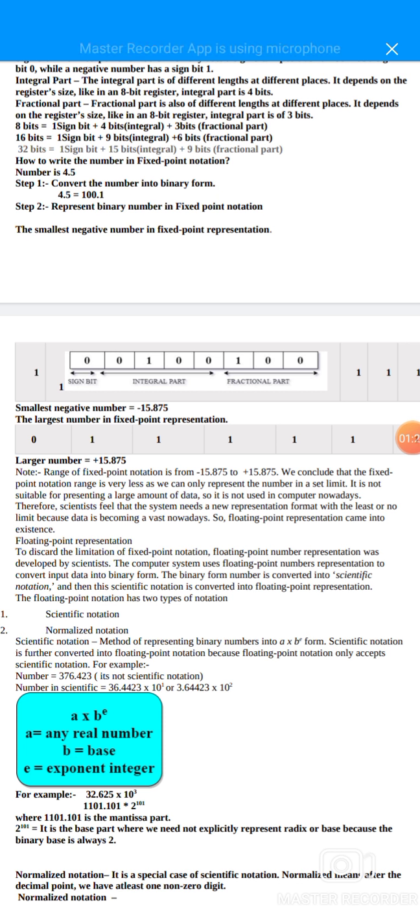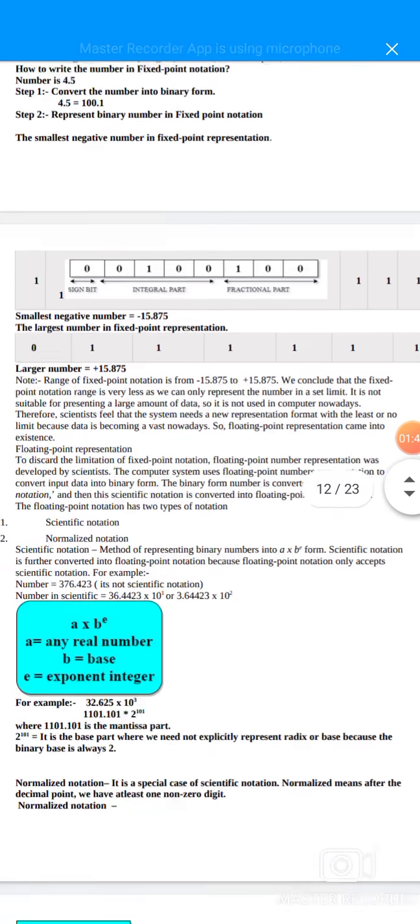And then floating point representation, which addresses the limitation of fixed point notation. Floating point representation was developed by scientists. The computer system uses floating point number representation: it converts input data into binary form, the binary number is converted into scientific notation, and the scientific notation is converted into floating point representation. The two types of notation are scientific notation and normalized notation.